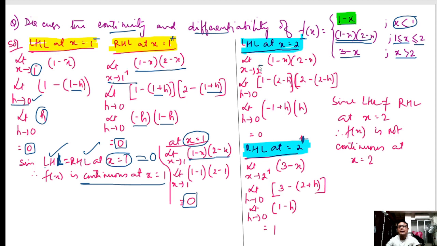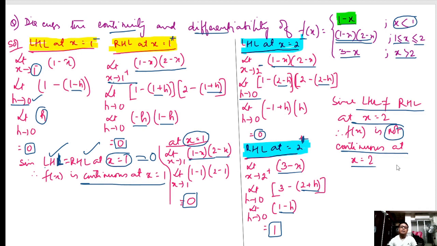So for less than 2 I will choose this function, and in place of x I will put 2 minus h, h tends to 0. So we get 0. Right hand limit at x tends to 2 plus: we will choose more than 2, we will choose this function, and in place of x I will put 2 plus h. We are getting this, and the value comes 1. So see, left hand limit and right hand limit are not equal, so it is not continuous at x equal to 2.